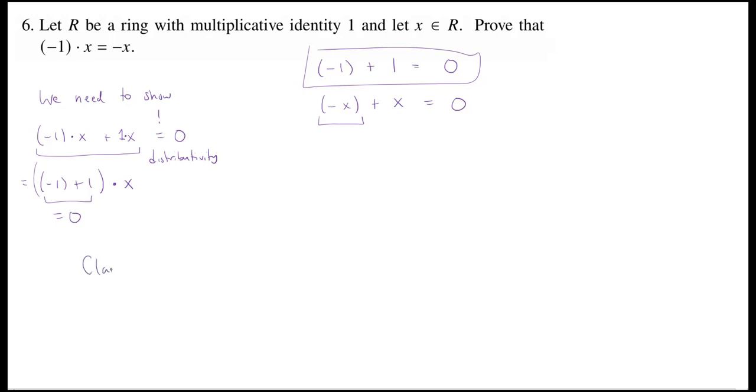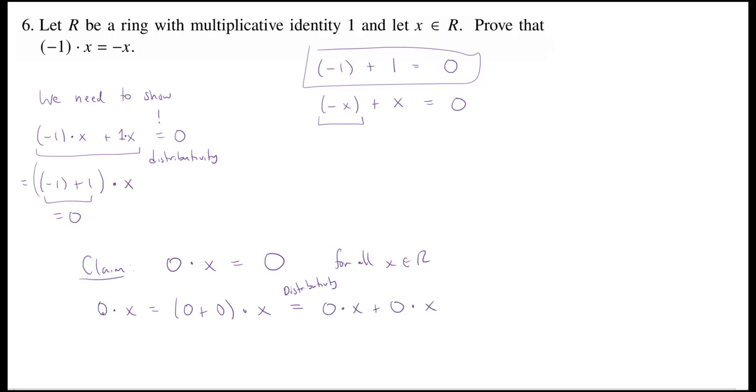So we claim that 0 times x is equal to 0, for all x in our ring. Well, this is actually going to work very similar to what we were just doing. I'm going to take 0 times x, and I'm going to write it as 0 plus 0 times x, because we know that 0 plus 0 does equal 0. 0 is the additive identity. And now I can again use distributivity. And this is going to equal 0 times x plus 0 times x. Now, even if we don't know that 0 times x equals 0, we do know it's some element in the ring, and it's the same element each time.